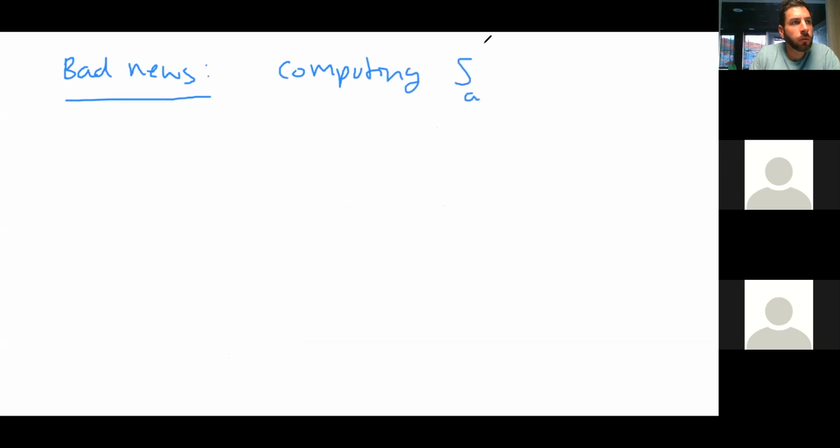Wait, quick question. When we go to compute this from the definition, it is usually very difficult.